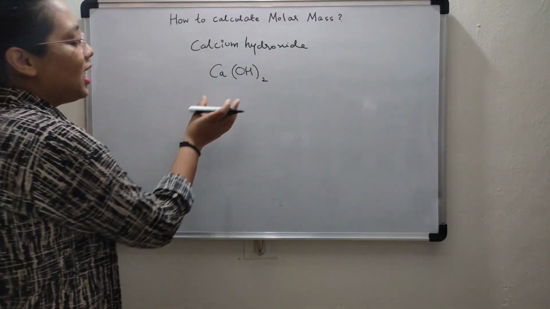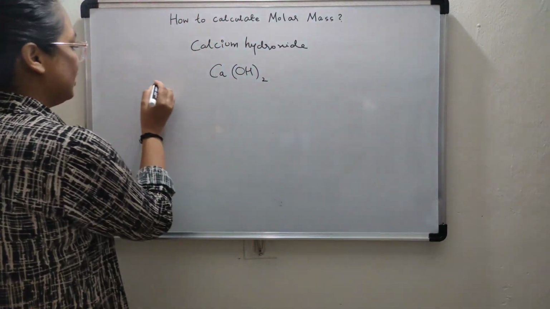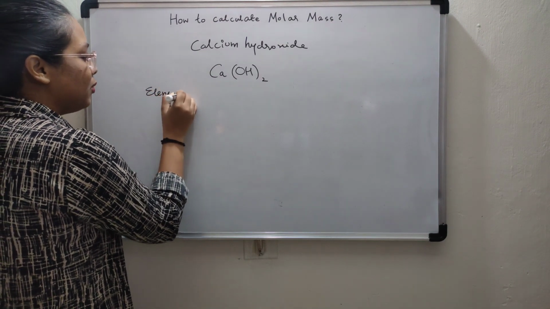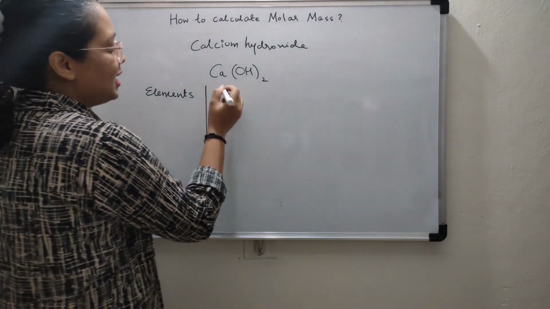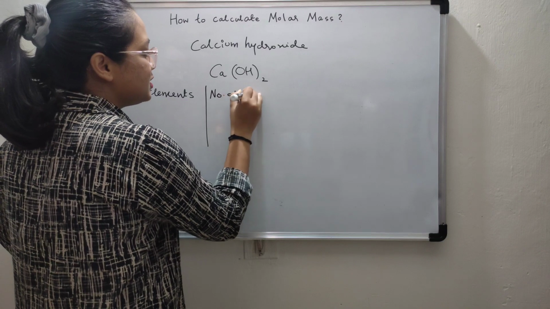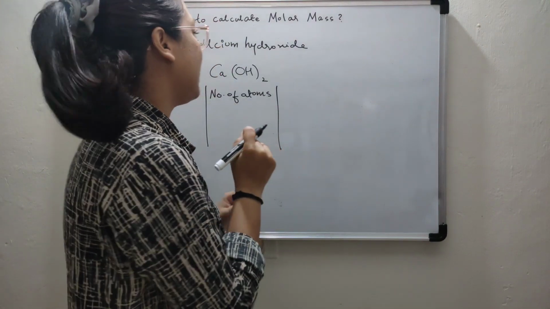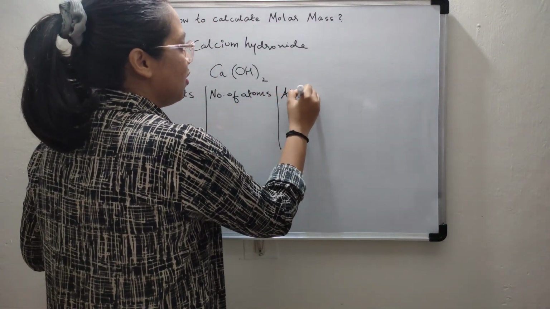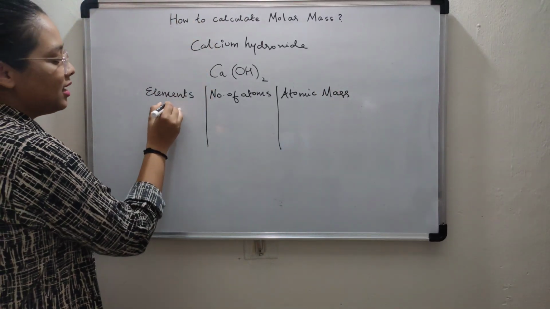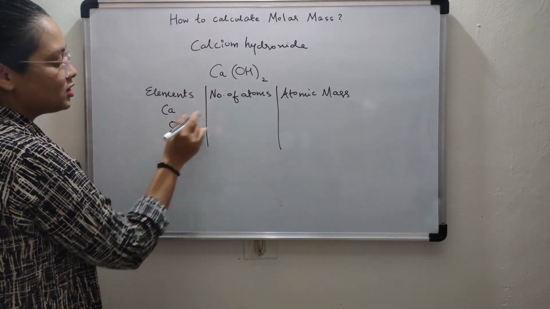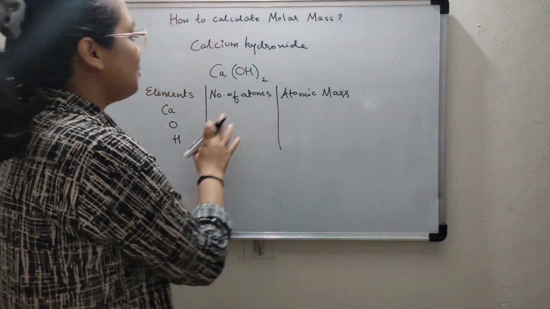First thing, I require the atomic masses of different elements which are present in my chemical formula. So I'm going to make a table wherein I'm going to identify what are the elements present in my chemical formula. Next I'm going to look for the number of atoms of each element present in the chemical formula, and last I have to know the atomic masses of the different elements. Elements present are calcium. Other than calcium I have oxygen, and then I also have hydrogen. That is the first thing. Next, number of atoms.